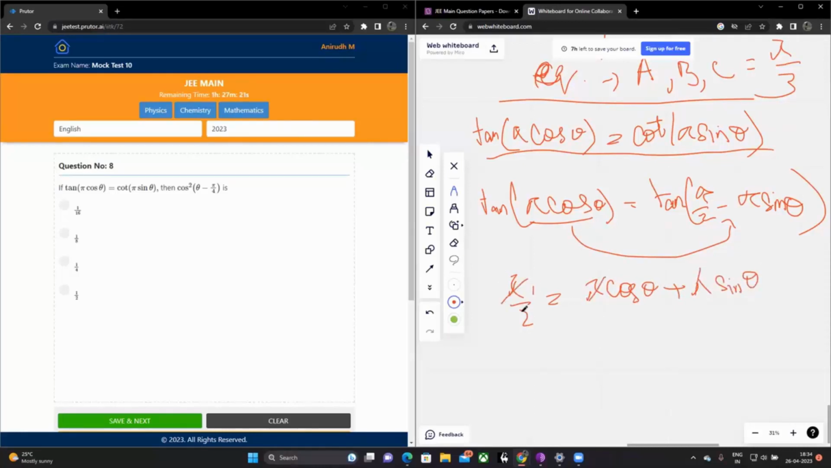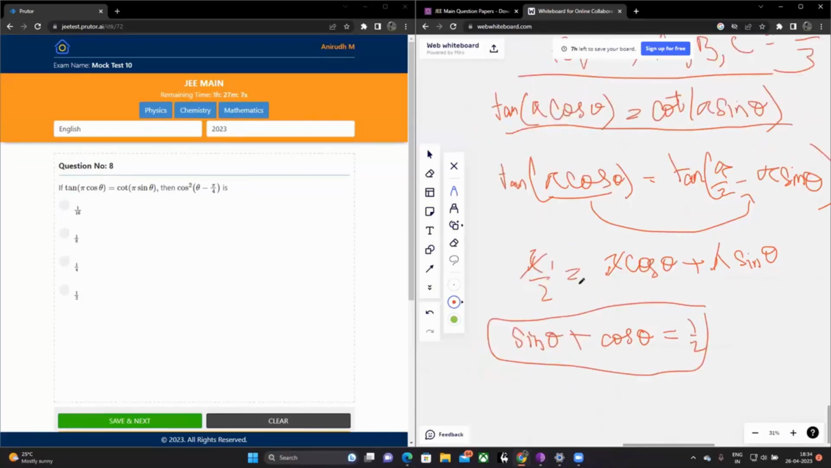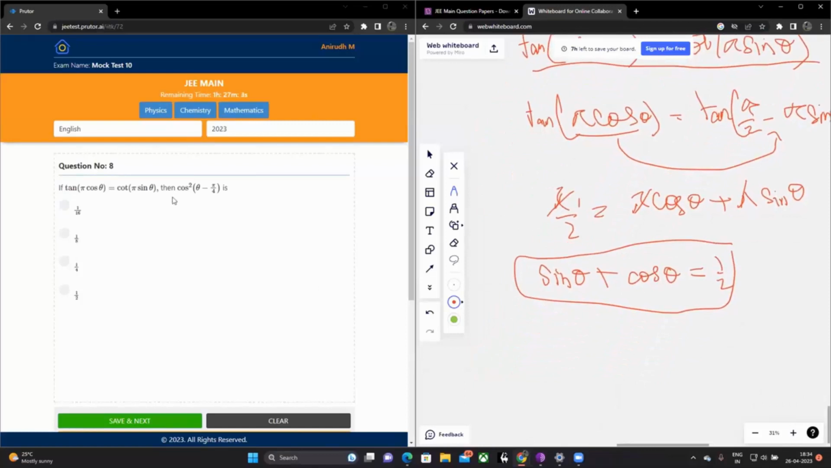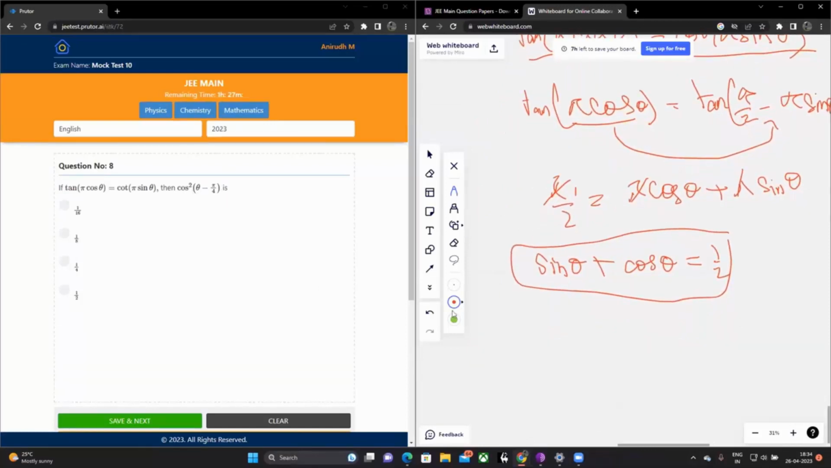Pi cancels out. You have a half here. So you basically get that sin theta plus cos theta is half, right? I'll just write this over here. Sin theta plus cos theta is half. Now, I'm actually not concerned about the value of theta that goes on here, right? Because we are asked to find out cos square of theta minus pi by 4.